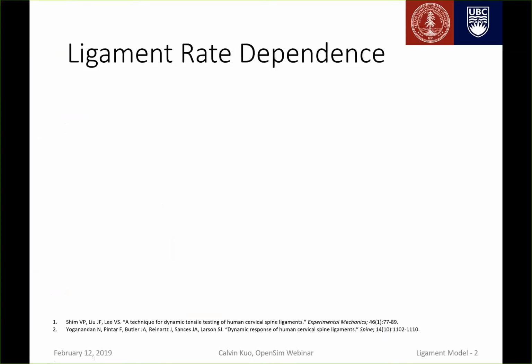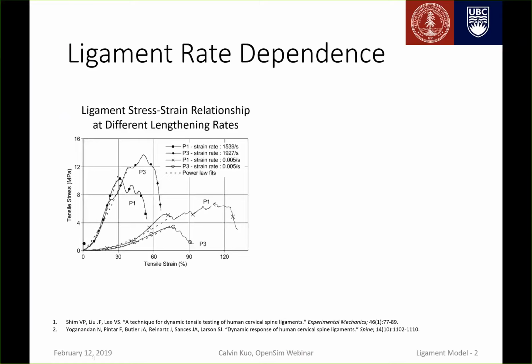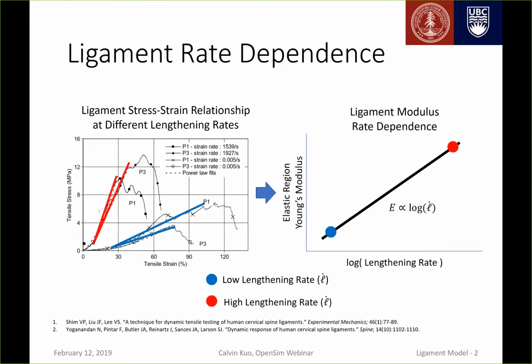Cervical spine ligaments in particular have also been tested at drastically different lengthening rates, as it is thought that ligaments undergo up to 1,000 strain per second in impact scenarios such as whiplash. Shown here is an example of the stress-strain curve for the alar ligament under a quasi-static loading condition of 0.005 strain per second and a highly dynamic loading condition of nearly 2,000 strain per second. The linear region in the quasi-static condition has a relatively low Young's modulus, whereas the linear region of the dynamic condition has a substantially larger Young's modulus. The lengthening rate dependence of the ligament material properties is typically represented with the Young's modulus E scaling with the log of the lengthening rate.